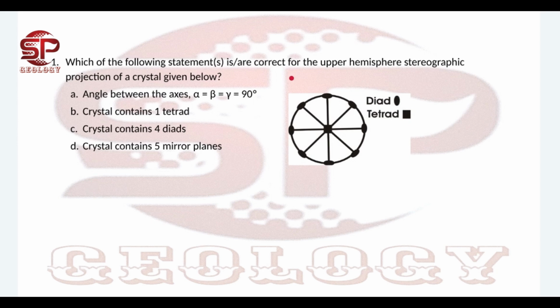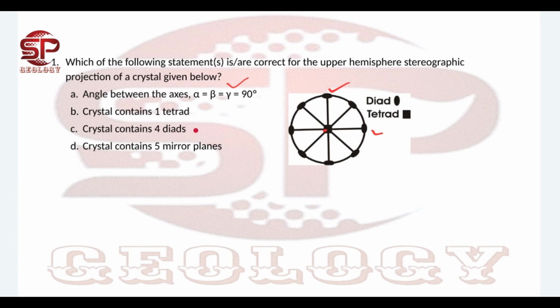Which of the following statements are correct for the upper hemisphere stereographic projection? Here this is your A axis, this is B axis, the center is C axis. So the angles between them are also 90 degrees. From that you can see alpha, beta, gamma are 90 degrees. The crystal contains one tetrad, meaning one four-fold axis, that represents the C axis.